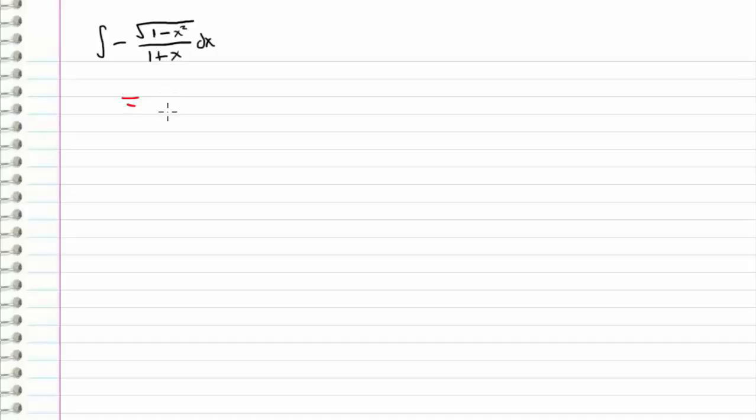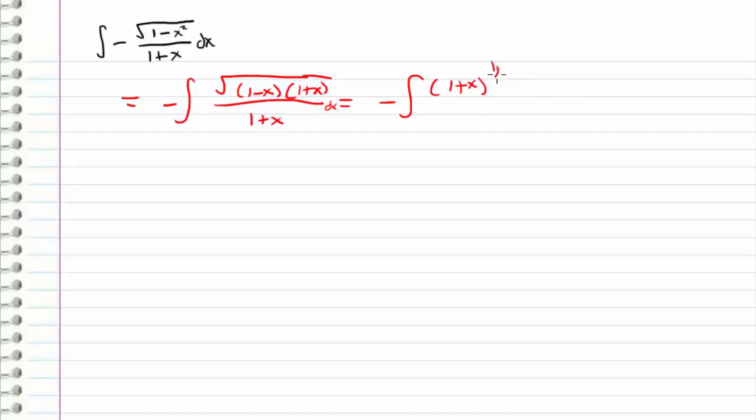So I tried to simplify this a little bit, and I rewrote this as the negative integral of the square root, and I factored the polynomial inside, difference of squares, so we can factor it like that, all over 1 plus x. And I noticed that we have a 1 plus x here and a 1 plus x here. So I rewrote this. Oh, there should be a dx. I rewrote this as a negative integral. I distributed this square root, which is really just a 1/2 power.